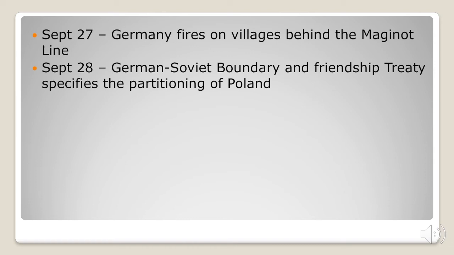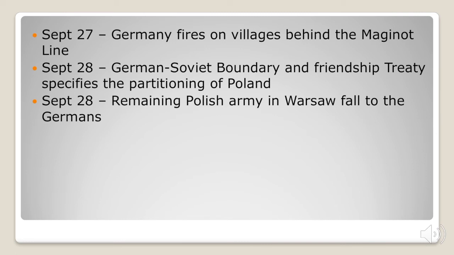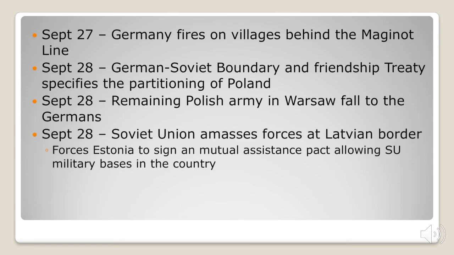September 28th, the remaining Polish army in Warsaw falls to the Germans, and the Soviet Union sees an opportunity to also expand into the Baltic states. Now remember, the Baltic states were essentially lands that were lost by the Soviet Union during the Treaty of Brest-Litovsk. And so the Soviet Union basically amasses at the borders of Latvia, and they force Estonia to sign a mutual assistance pact, allowing the Soviet Union military bases in the country.